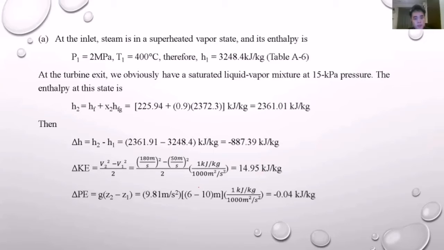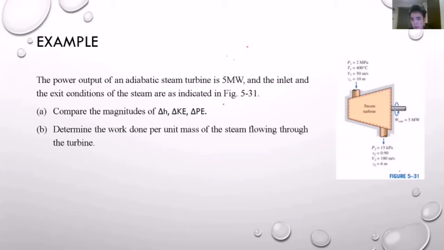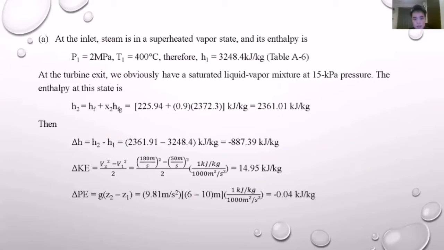14.95 kilojoule per kilogram. And then potential energy equals g times bracket Z2 minus Z1, where g is the gravity force, 9.81, times Z2 is 6 and Z1 is 10, which is negative 4. Then you get negative 0.04 kilojoule per kilogram.